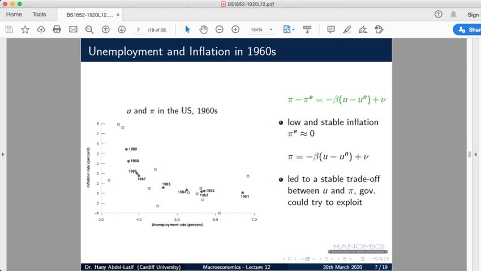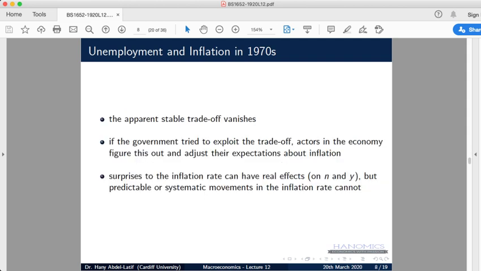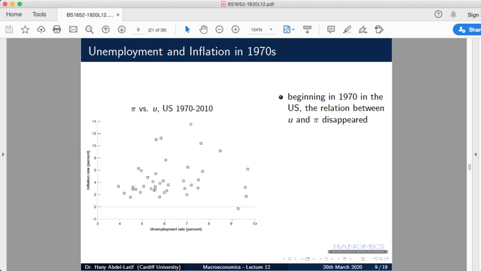between unemployment rate and inflation rate, and that sort of trade-off was very clear at that point. And then what could have happened in the 1970s that changed this? The data coming from the US, for example, show that this relationship disappeared, that negative relationship between the unemployment rate and inflation rate has disappeared.